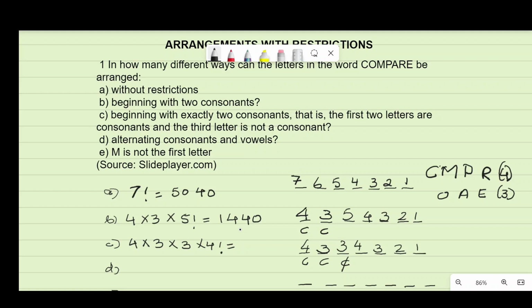So, using the calculator, 4 times 3 times 3 times 4 factorial, it's 864. So, the final answer for number 3 is 864. Okay. Now, D.